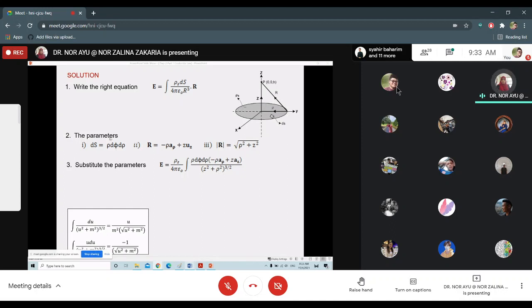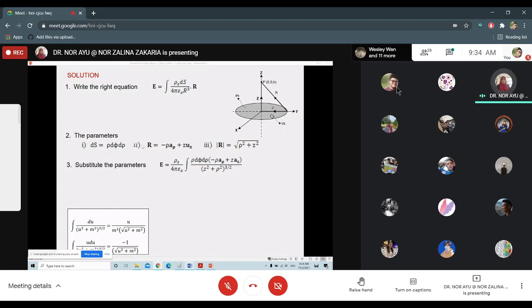Alright, so that's why your DS will be rho d phi d rho. Rho d phi will be this curved line over here. That will be your rho d phi. And the straight line towards the origin will be d rho ataupun kamu punya radius. Okay, so rho d phi d rho. So that will be your DS.